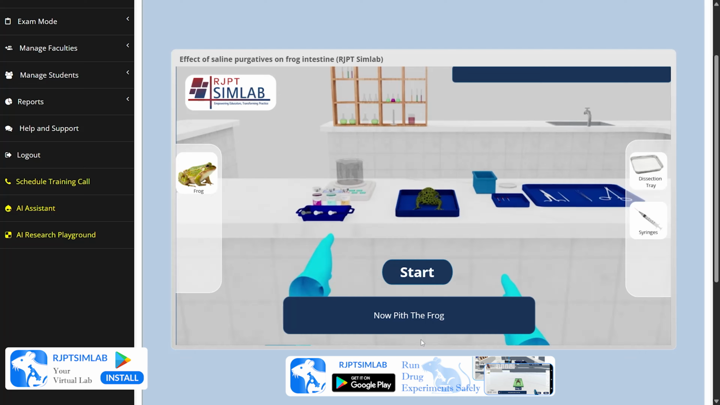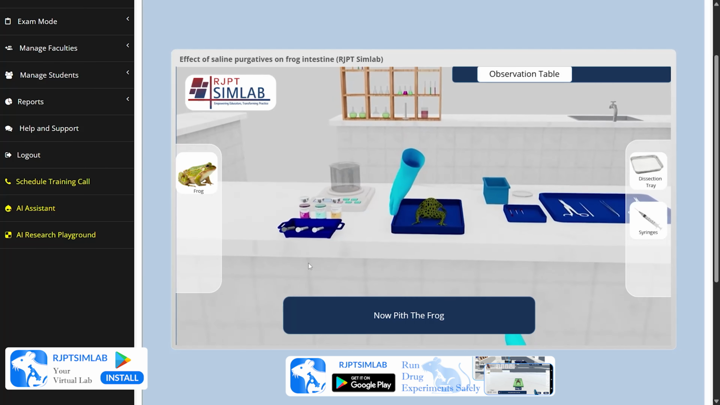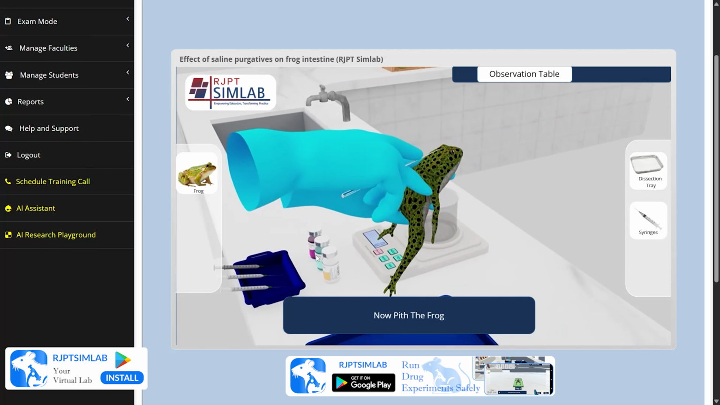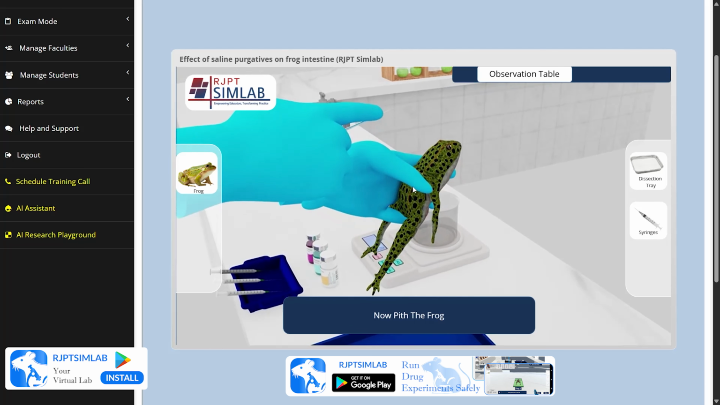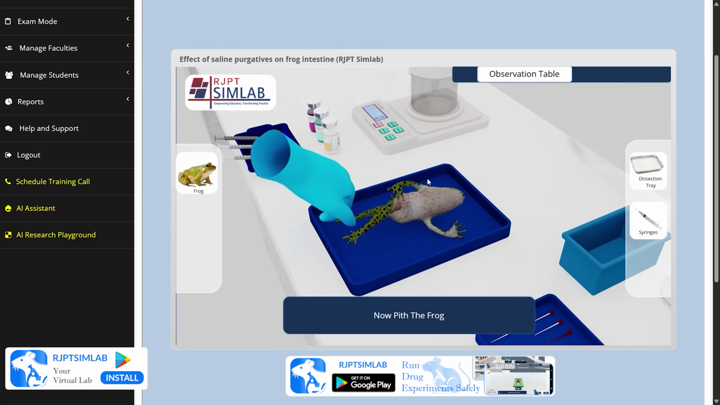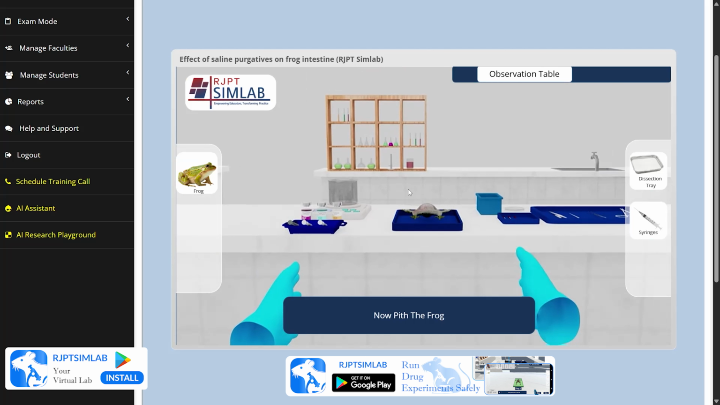At first, we have to put the frog on the dissection table. So as we can see here, we will place the frog over here on the dissection table. Here we have put the frog, so it is stable. And we will place it on the dissection table very carefully, and the abdominal portion is facing upwards.